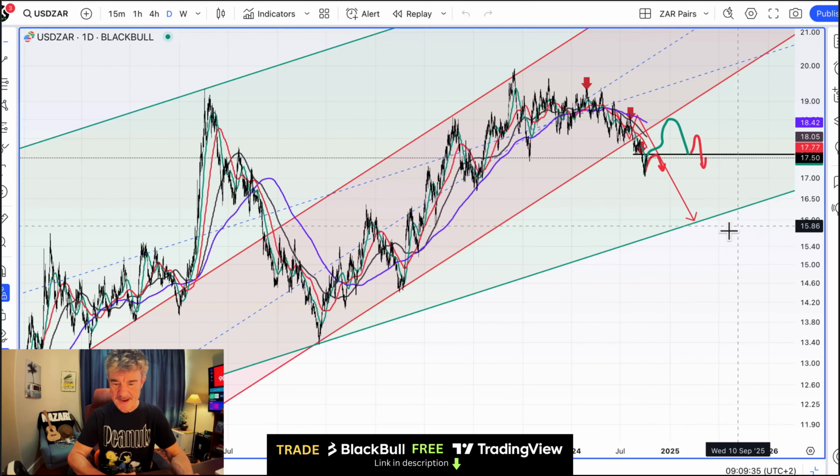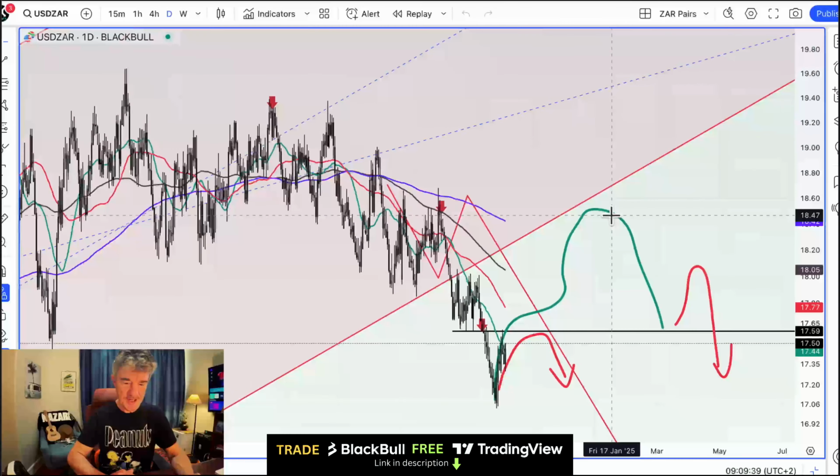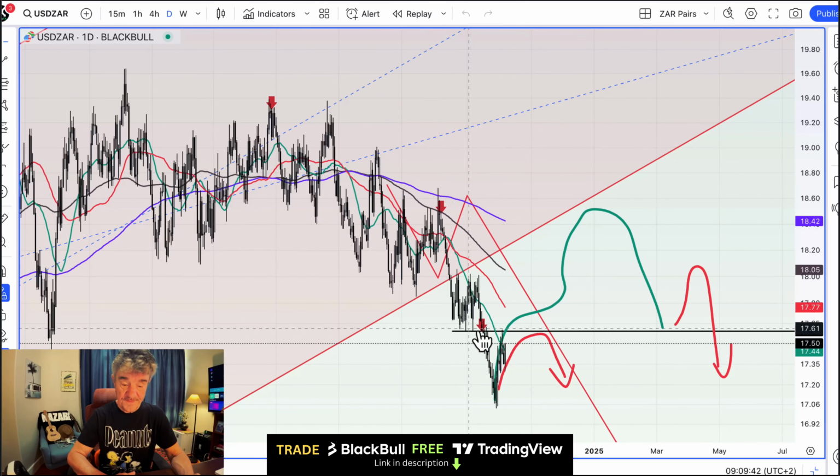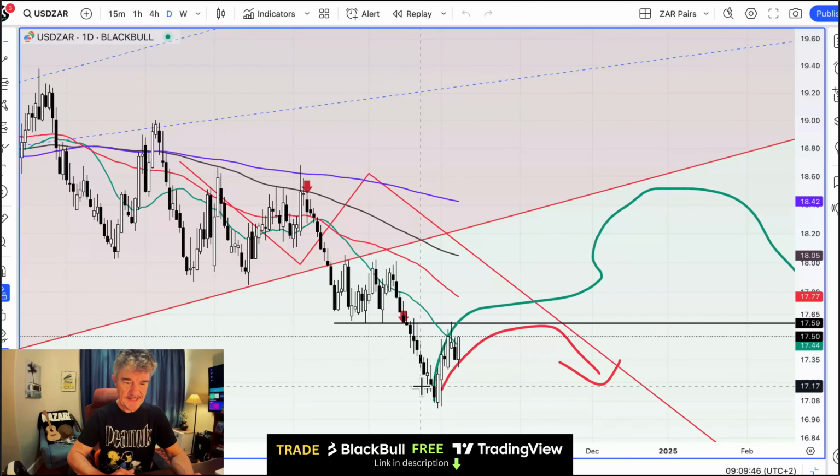So that's where we're aiming, at about 16 rands to the pound. And I've drawn some squiggly lines in there. Let's see how we go. We got to the breakout pullback of this flat bottom break, and we've rejected. Now we're trying moving back up there again. Let's see if we manage to do that.